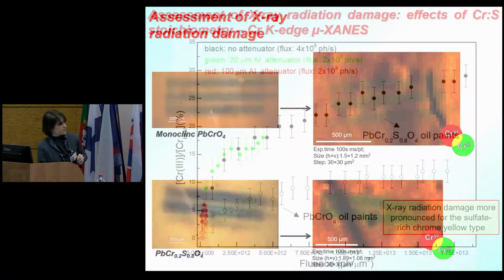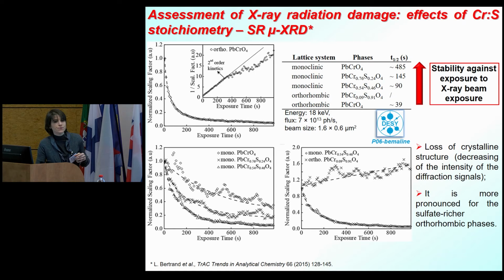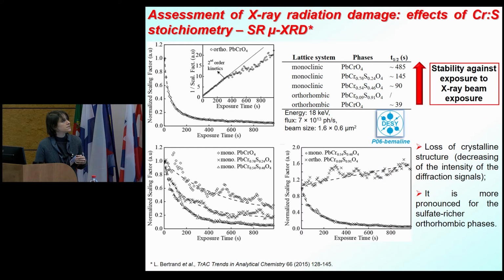Previous investigations showed that next to the reduction of chromium, or the original chromate, we can clearly see also a decrease and a loss of the crystalline structure. Loss of the crystalline structure is more pronounced for the sulfur-richest form of the pigments, and for those phases that show an orthorhombic crystalline structure.